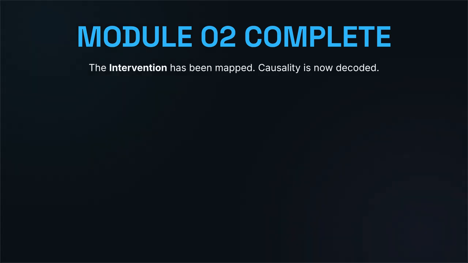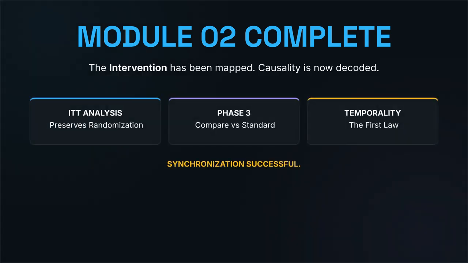The intervention framework has been thoroughly mapped, and the laws of causality are now decoded. Synchronization of this critical data is successful. You now possess a deep understanding of experimental architecture. Intention to treat analysis strictly preserves randomization. Phase 3 explicitly compares novel drugs versus the established standard. Temporality reigns supreme as the first unbending law of causation.